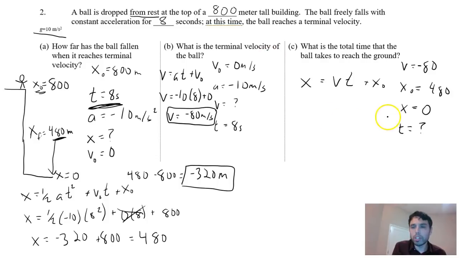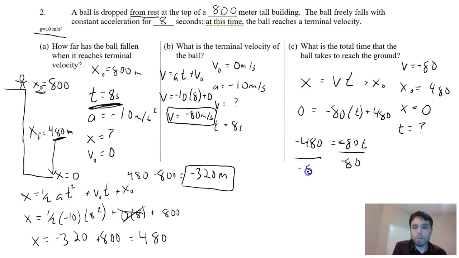Plug and chug. Plug in the numbers, do the math. All right, so x is 0, v is negative 80, t is t, plus 480 here. I'm going to subtract 480 over here, negative 480 equals negative 80t, divided by negative 80 on both sides. These cancel. t will equal 6 seconds. That is not your answer, though, right?